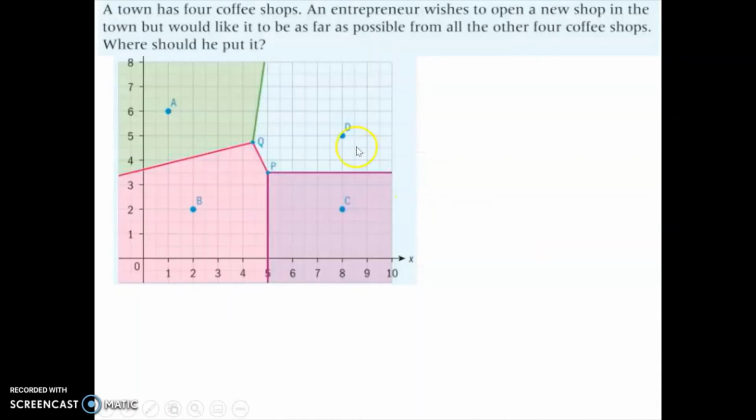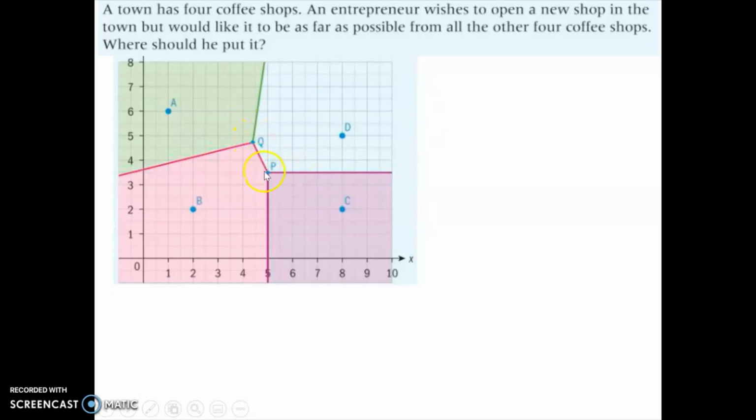So here's our problem. A town has 4 coffee shops, A, B, C, and D. An entrepreneur wishes to open a new shop in town, but would like it to be as far as possible from all the other 4 coffee shops. So he knows, or she, that there are 4 coffee shops, and they want to place a new coffee shop that's furthest from all of those in town. So they're not going way out here, they're going somewhere in here. We have points P and Q here. Again, those are the points that are at the corners of our Voronoi diagram.